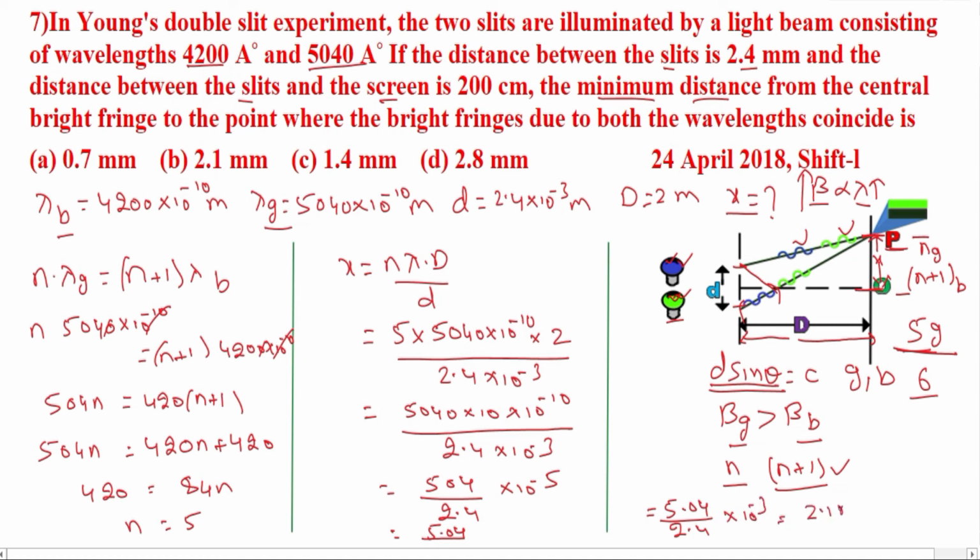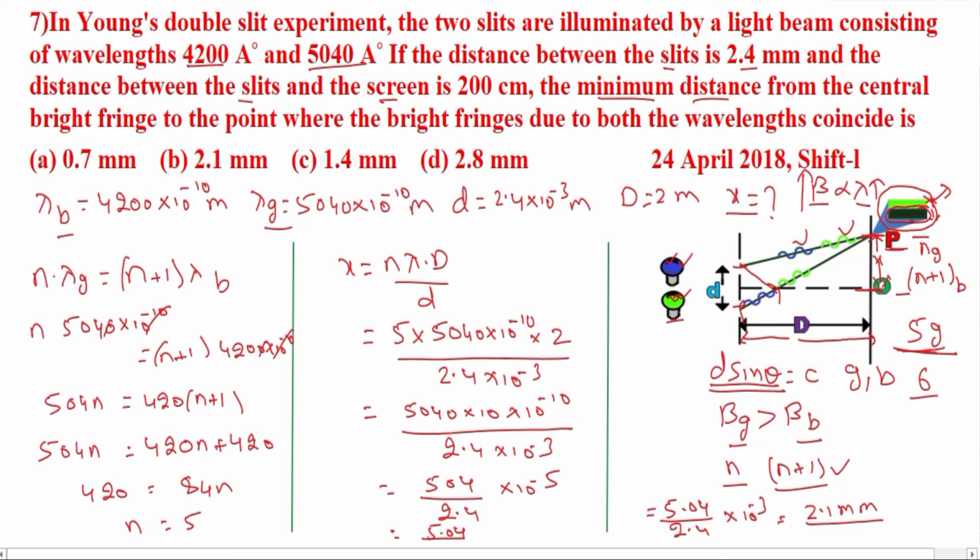So at a distance of 2.1 millimeter from O, the bright fringe of green will coincide with the bright fringe of blue. That is the first point. At the point P, you will have a green fringe with large fringe width and a blue fringe with lesser fringe width. This is the area where the green fringe and blue fringe overlap, because of which its color changes. So that is the point.